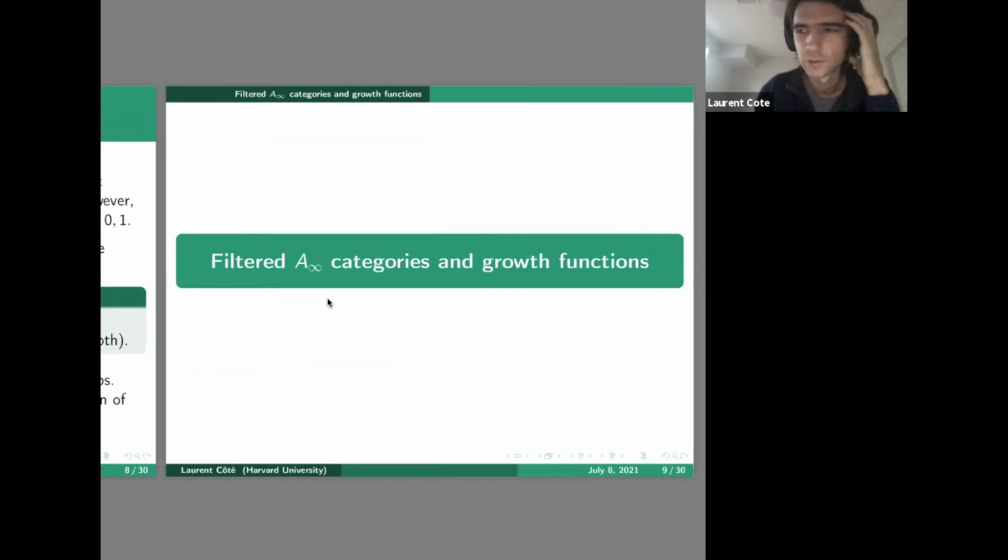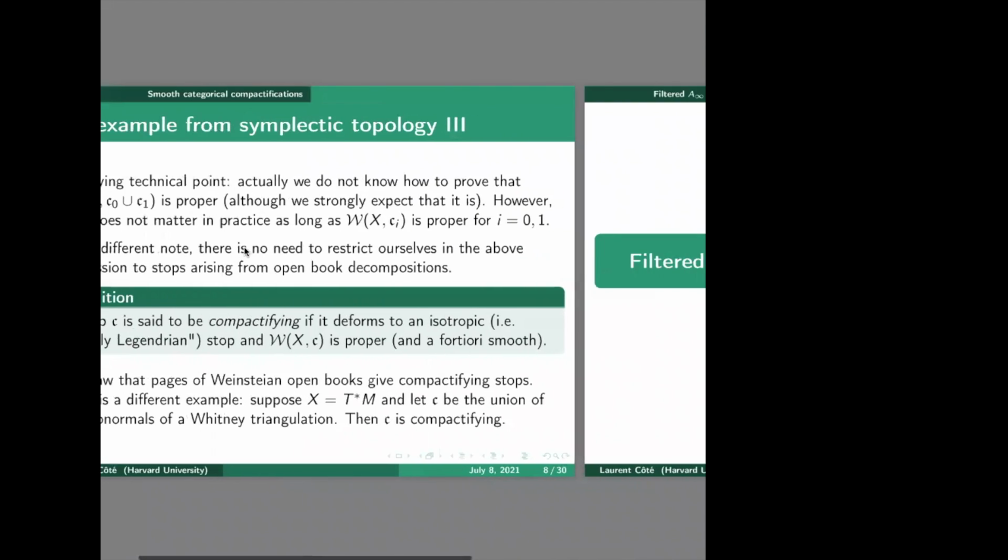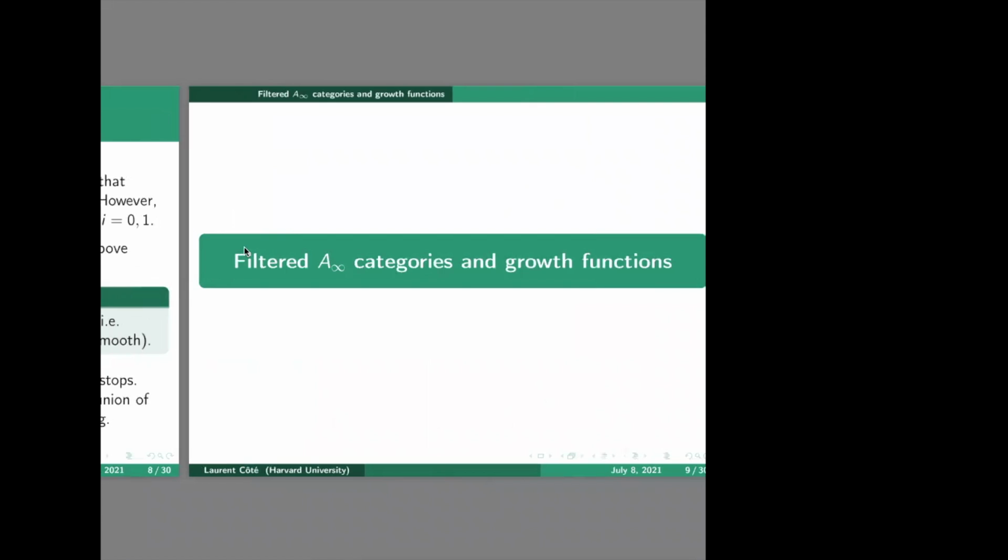Unless there are questions, should I move on? Can I ask a couple? Sure. So in this example of the wrapped category, it looks like these potential compactifications almost form a semi-lattice. I mean, the example you gave is to take these two pages and union them, for example. And you could do that with collections.